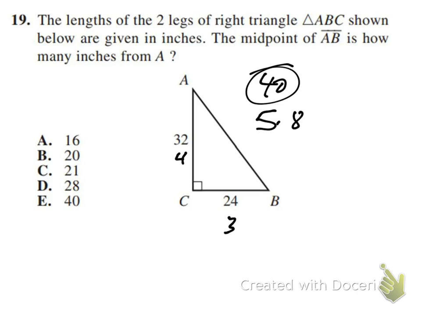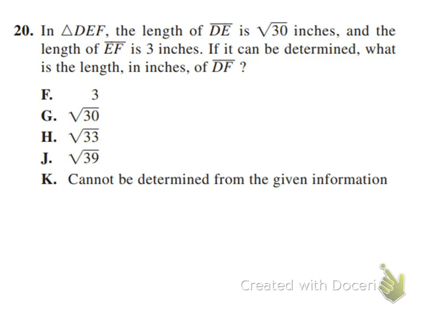3-4-5 ratio. Look for the 3-4-5. It shows up on ACT. It's a time saver, right? 3 times 8, 4 times 8. The hypotenuse has to be 5 times 8. And so you save yourself some time there and get to the 20 a lot more quickly.